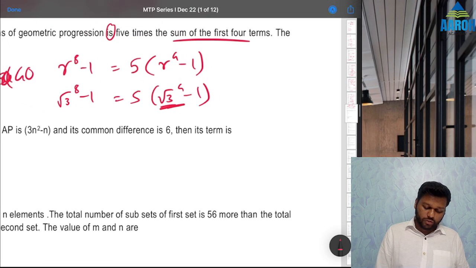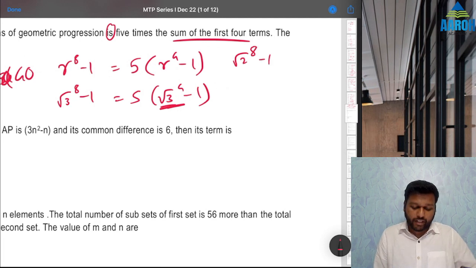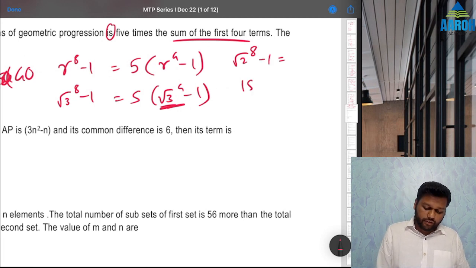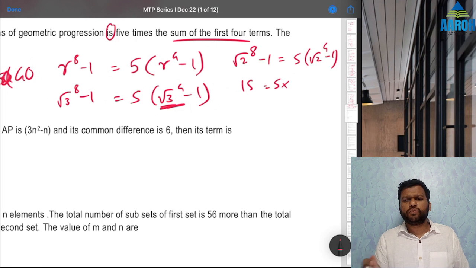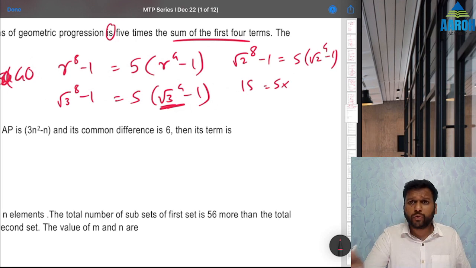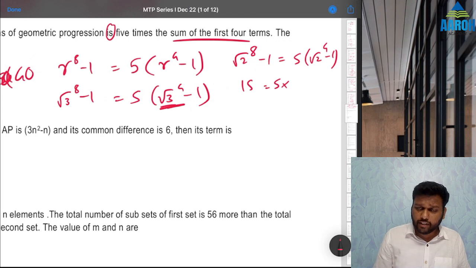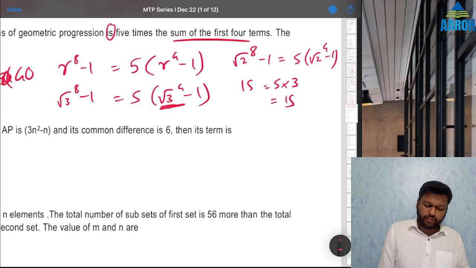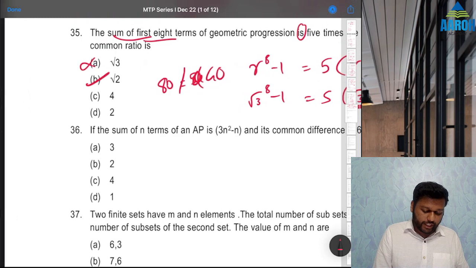Option B, root 2. So root 2 raised to 8 minus 1, that is 2 raised to 4 minus 1, that is 15, is equal to 5 times root 2 raised to 4 minus 1. That is 5 times root 2 raised to 4 is what? Sorry, 2 square. 2 square is 4. 4 minus 1 is 3. 5 into 3 is 15. So root 2 is the correct answer.